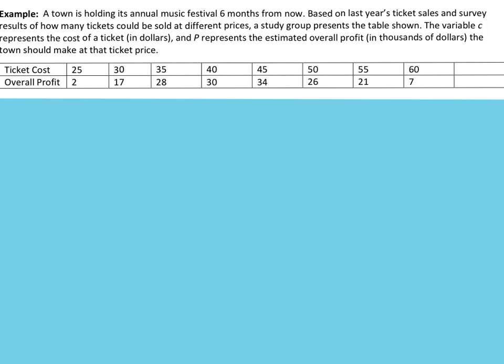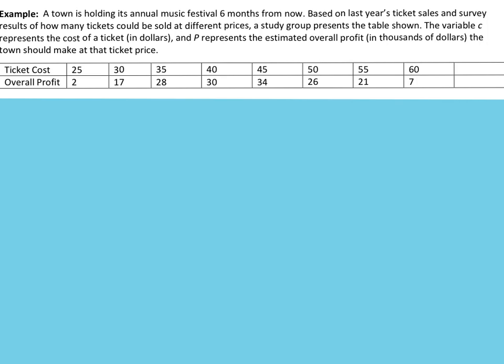So here is an example problem. A town is holding its annual music festival 6 months from now. Based on last year's ticket sales and survey results of how many tickets could be sold at different prices, a study group presents the table shown. The variable C represents the cost of a ticket, and P represents the profit in thousands of dollars that the town should make at that ticket price. So if the tickets cost $25, then they make about $2,000. If they make the ticket cost $30, then they make about $17,000 because they're making more money. And so on and so on.